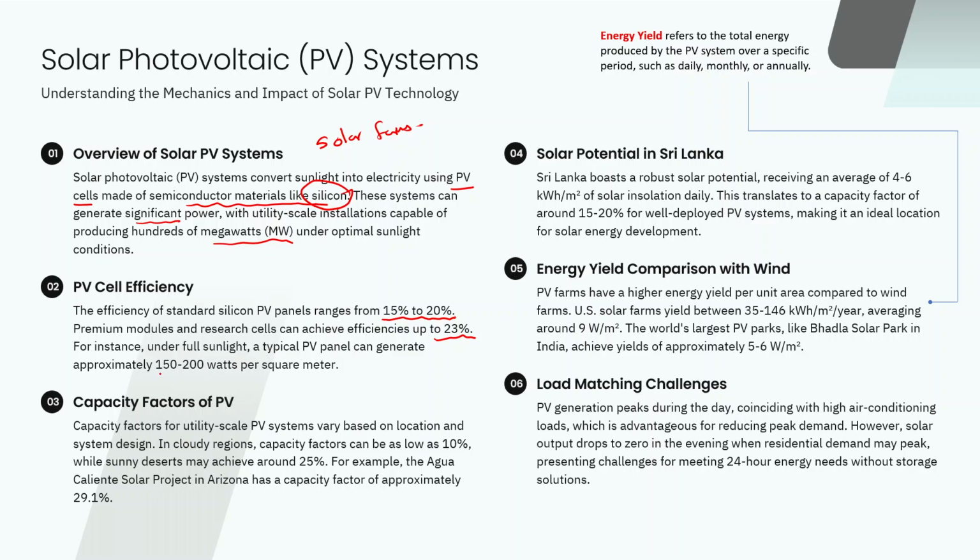Okay. So for example, under full sunlight, a typical PV panel can produce approximately 150 to 200 watts per square meter. So the size of the PV panels and the number of cells and how many panels you have will determine the power output of the solar farms. Okay. And if you go for rooftop solar, then you will have small scale power generation, but happening in a distributed manner all over the country.